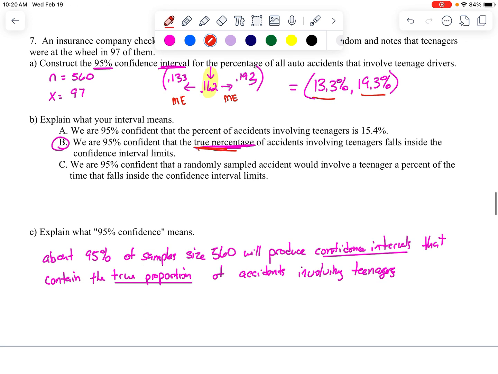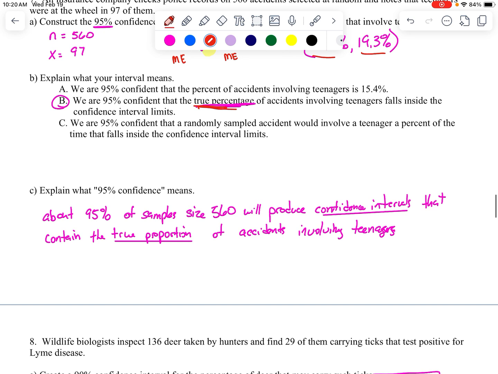And what does the 95% confidence mean? That means that about 95% of my samples of size 560 will produce confidence intervals that contain the true proportion of accidents involving teenagers. So again, this is a little bit different. You have the ability to pause, versus write down. I'm not sure how you've been doing it, if you've been doing videos at all. But anyway, here we go.